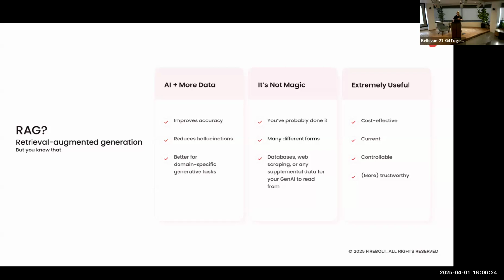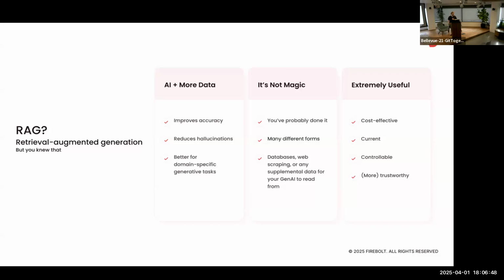So by providing more data, more insight, more information, more documentation or whatever, you can improve the accuracy of a model, you'll reduce hallucinations, and it's better for highly domain-specific generative tasks. As tech workers doing things and building new things that haven't been built before, that's sometimes very, very important. RAG isn't magic. I think you've probably done it. It comes in many different forms.